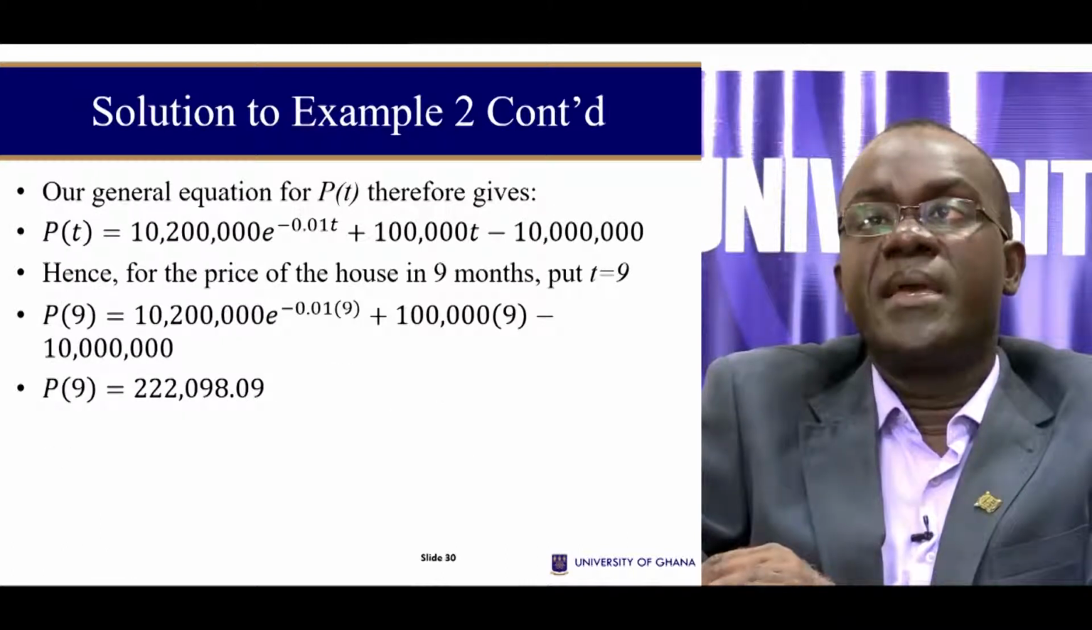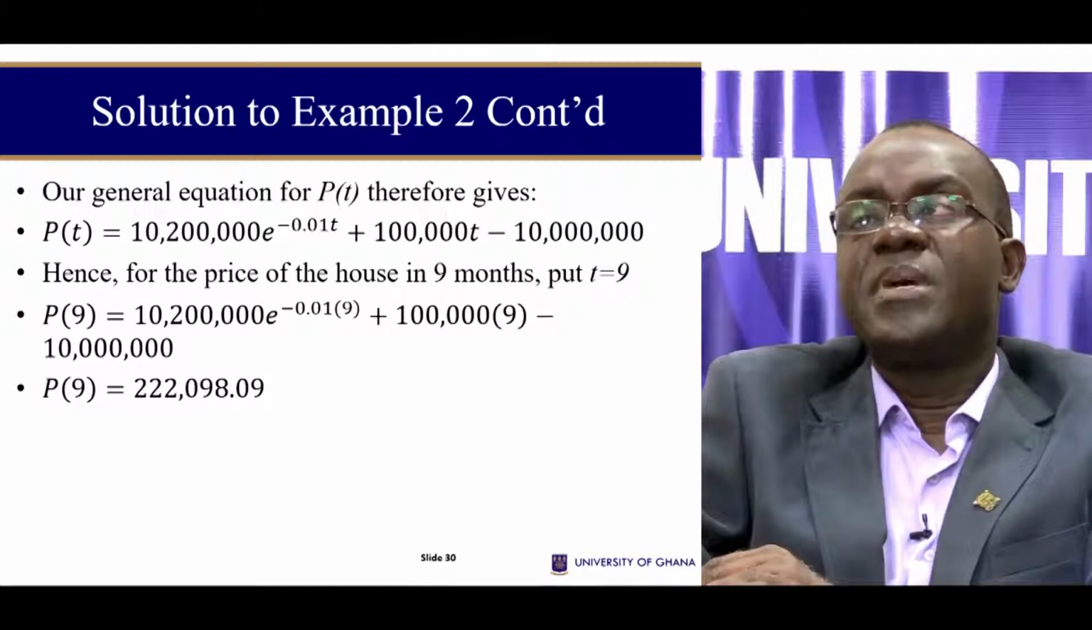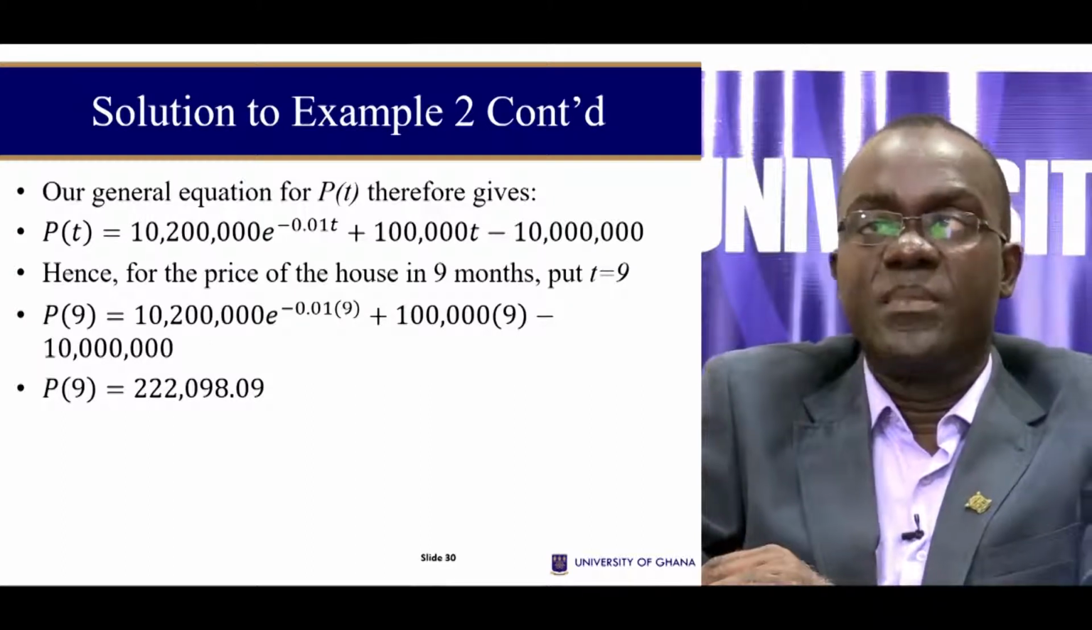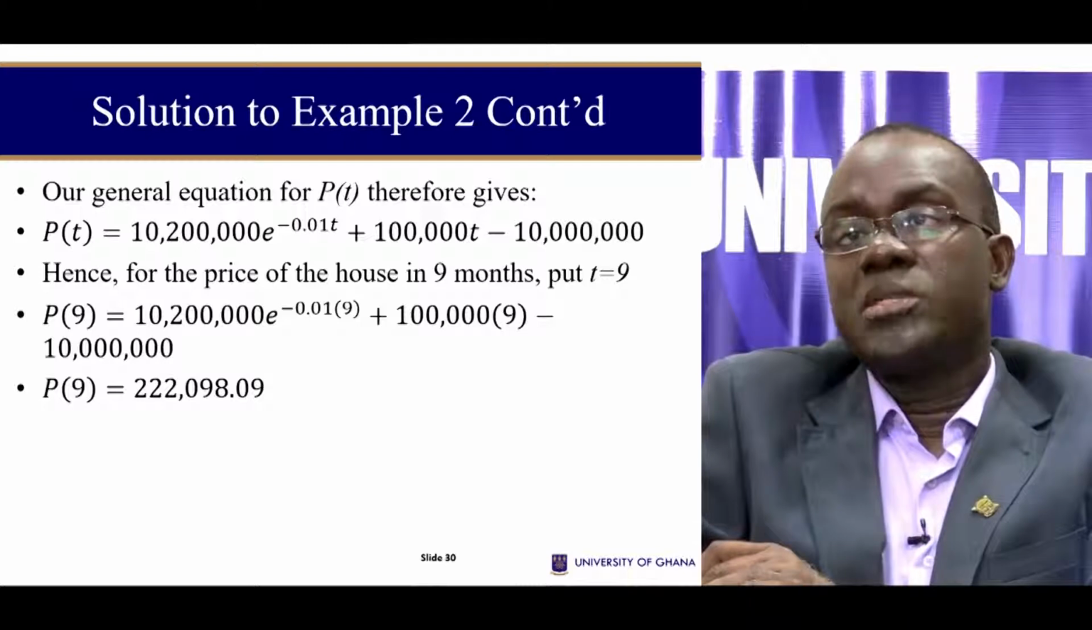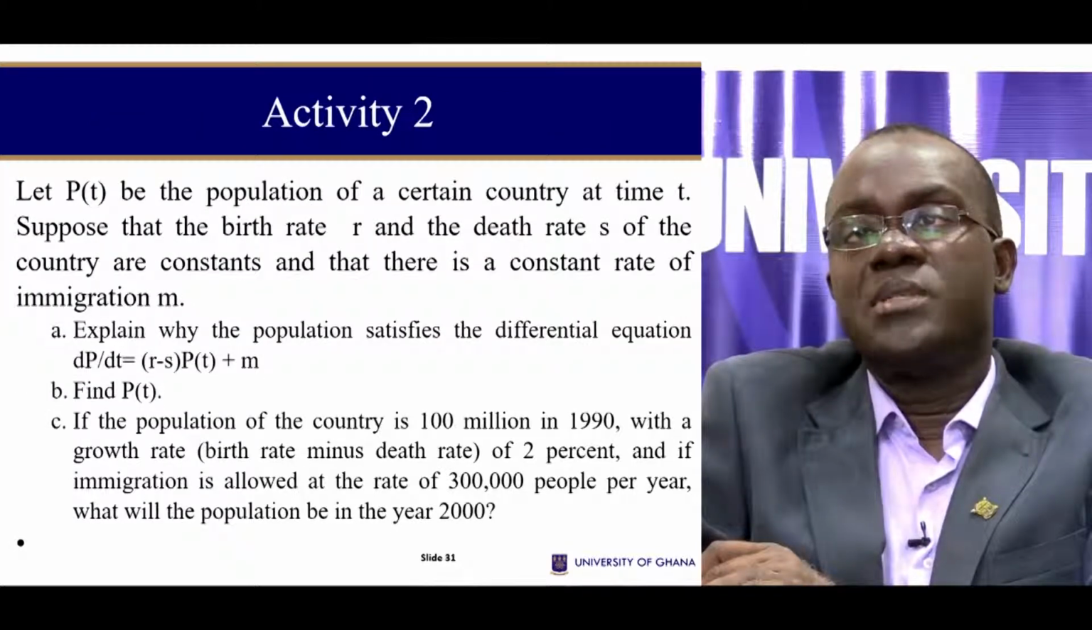So we plug them back, and then this becomes the price of the property, which depends on time. Notice that we're asked to estimate the cost when t is equal to 9. So we slot the 9 into the t over here, and then we are able to estimate the cost at time t equals 9.